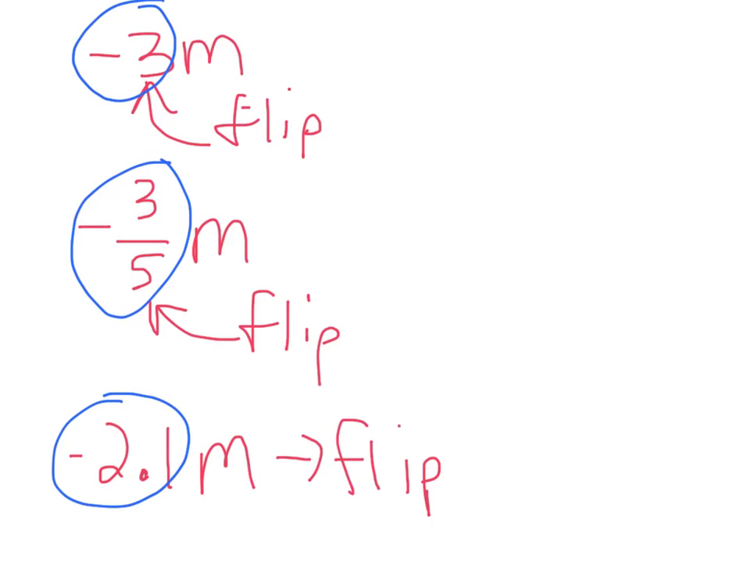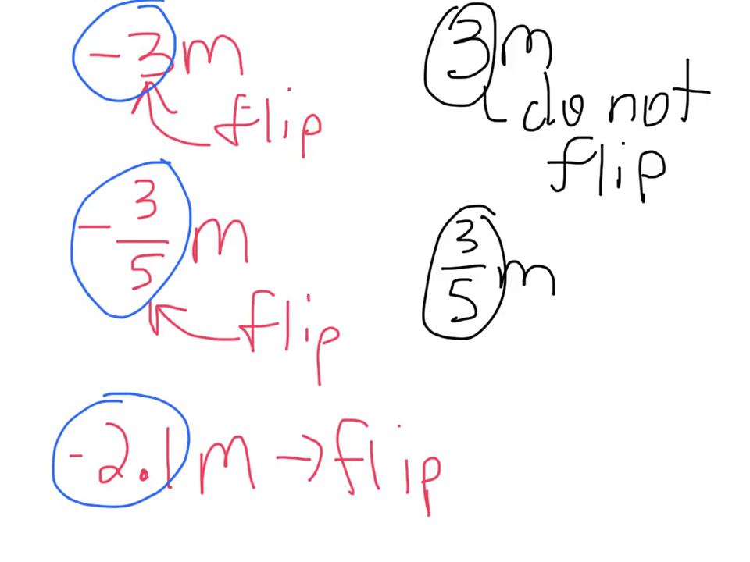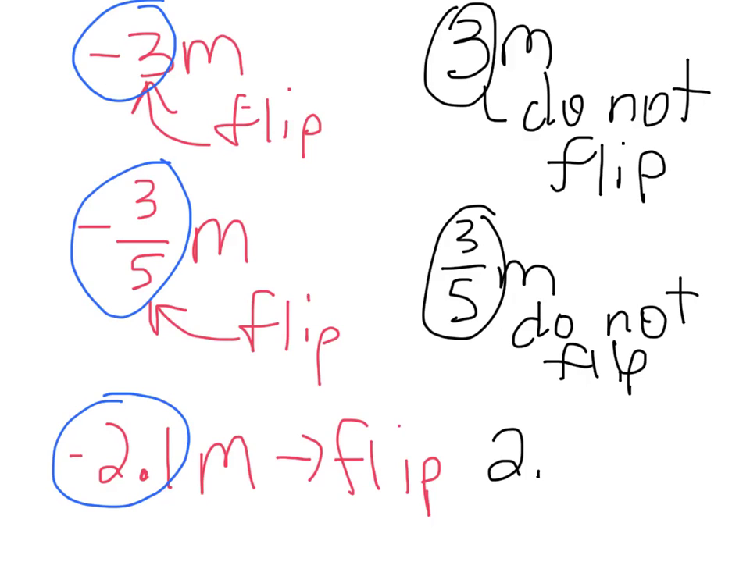If for some reason you had just 3m and it's positive, you do not flip this because your coefficient is a positive. If you had 3/5 m, again, when you have a positive coefficient, you do not flip. If you had positive 2 1/10 m, again, positive coefficient, you do not flip.